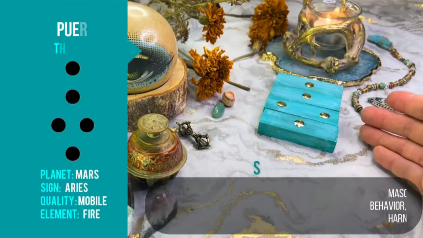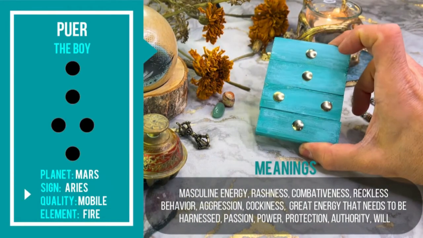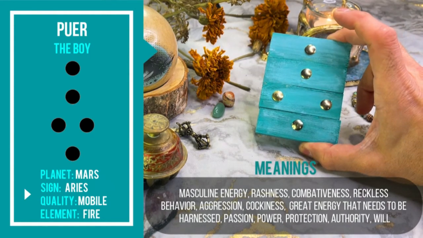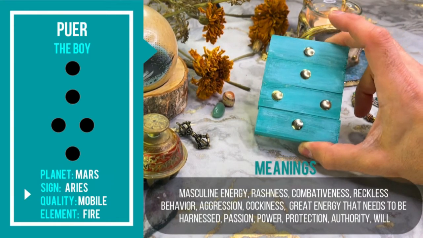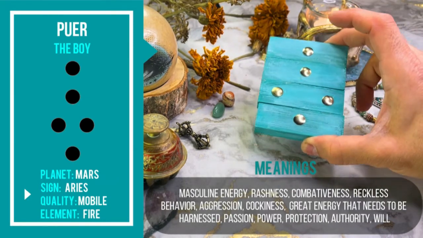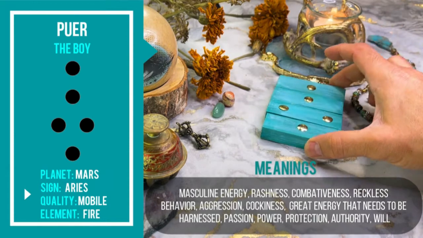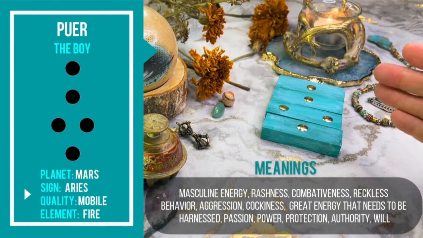Puer, the boy. Latin for the boy, this figure is a representation of a sword or an erect phallus and refers to masculine energy, mainly aggression and passion, but also war and male sexuality. It is favorable for situations related to love and war. Astrologically, it's associated with Aries and Mars. It's raw energy that needs to be harnessed.